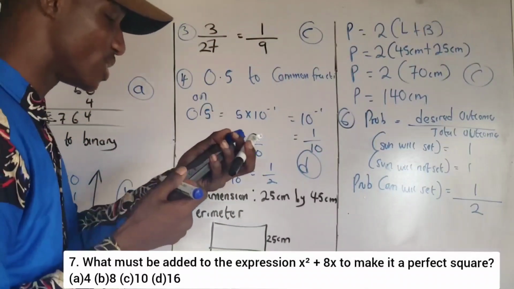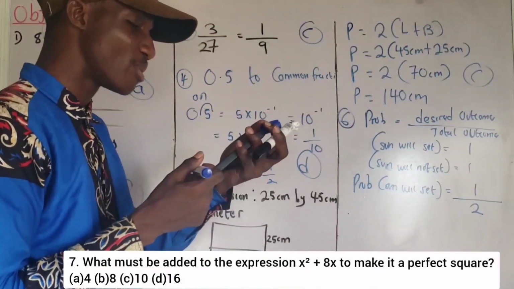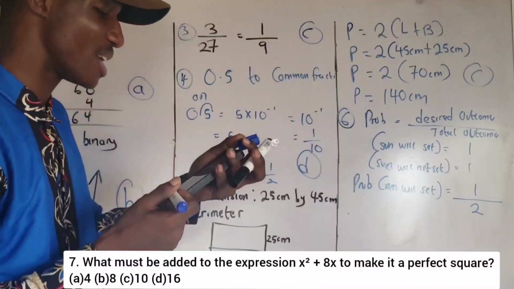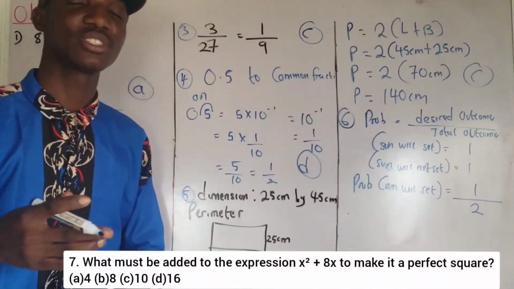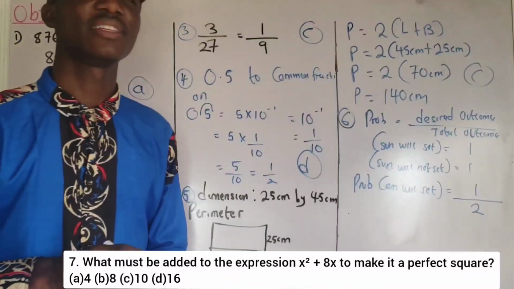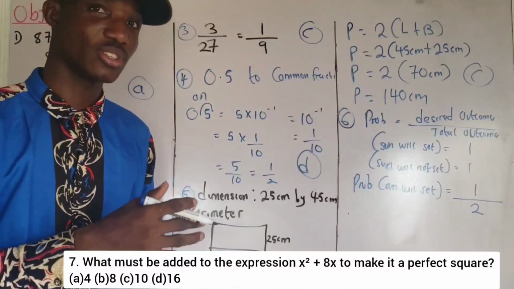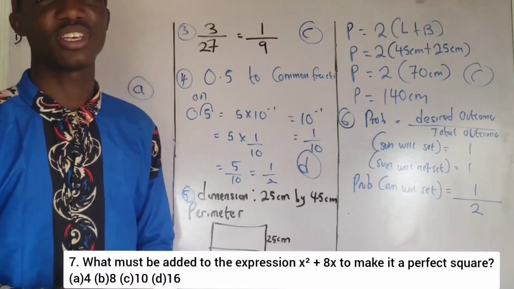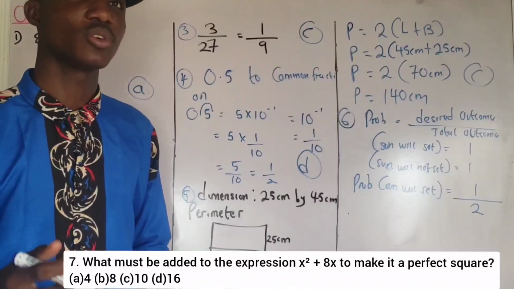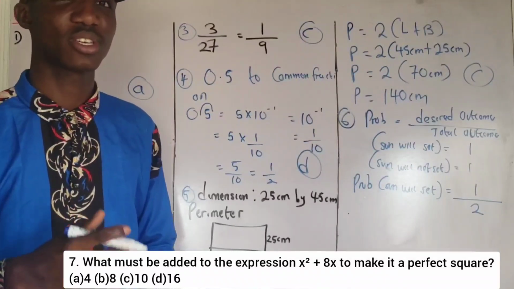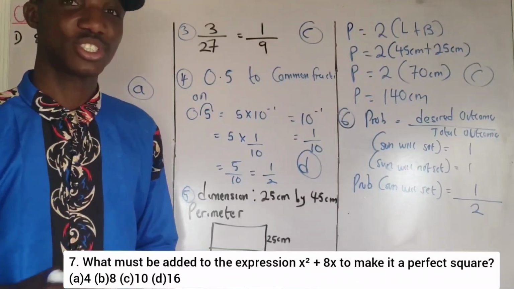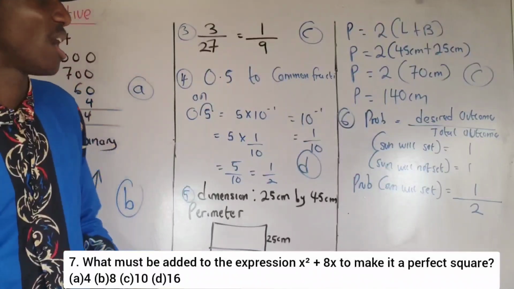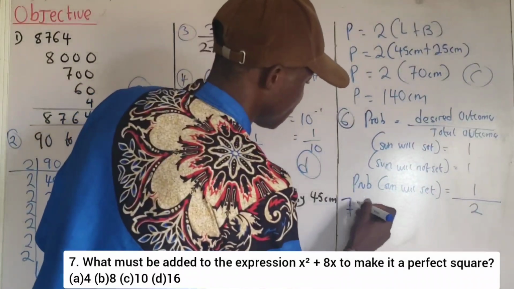What must be added to the expression x squared plus 8x to make it a perfect square? I did a class on a typical question that looks like this on the channel. You can just check the playlist, quadratic equation. If you want to learn how to solve quadratic equations, you can check the playlist. Okay, it's simple. Now let's solve it.